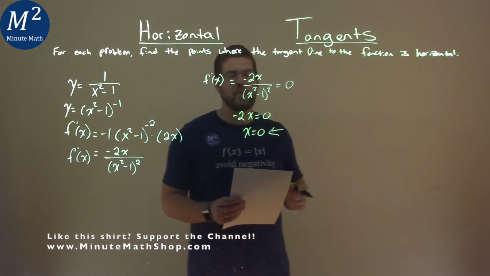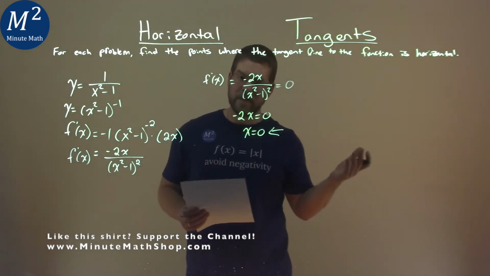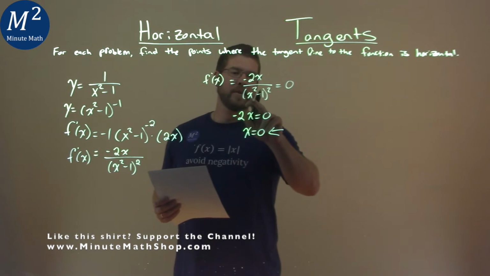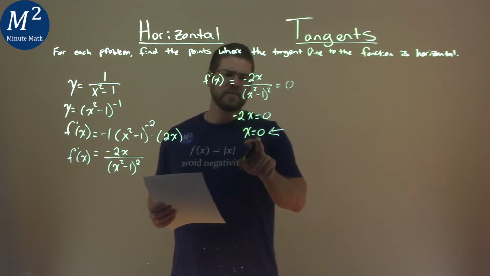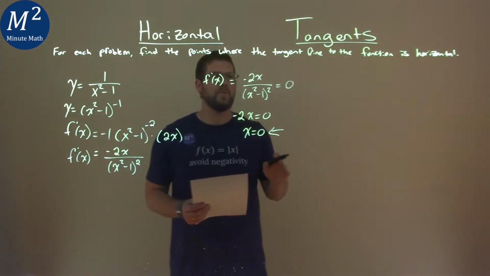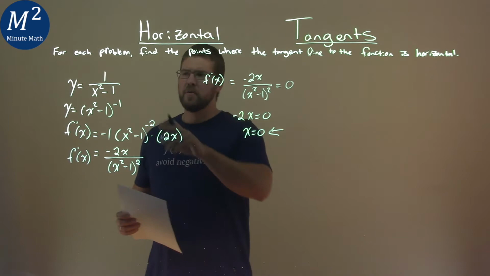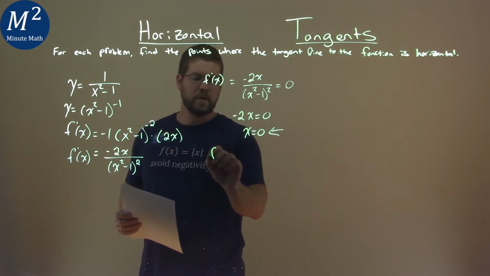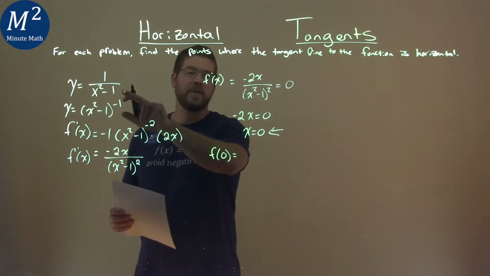And that's the main point we're actually going to be working with. Just to double check that 0 doesn't cause the denominator to equal 0: 0 squared minus 1 is negative 1, we're good. And so 0 is the x value where our tangent line is horizontal, but we need to find the y value. So we start with our original function, let's call it f of x, put 0 in for x, and we're seeing what the output is.